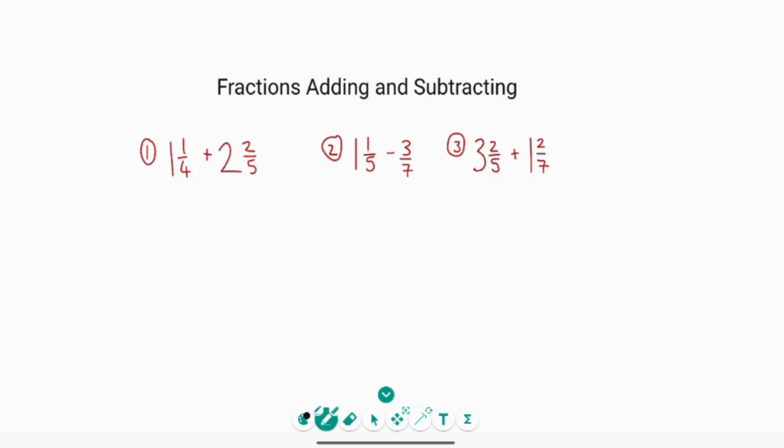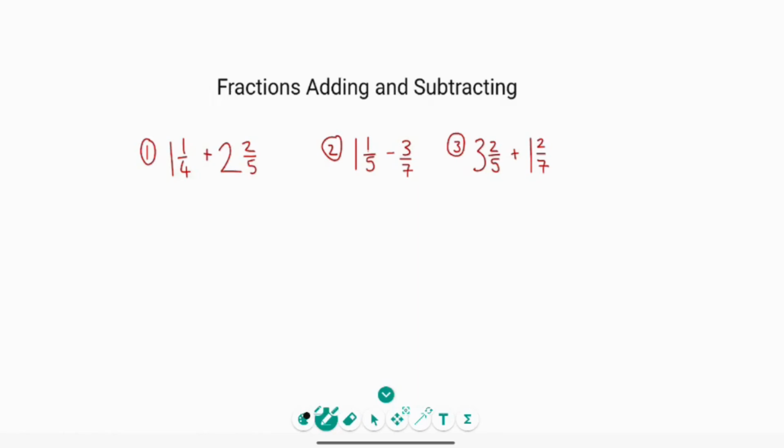If you do use the other method where you add in the whole numbers and then add in the fractions, it doesn't always work with subtraction. You might get into a bit of trouble, and you cannot use that method with multiplication and division anyway. So let's convert them both into improper fractions first.